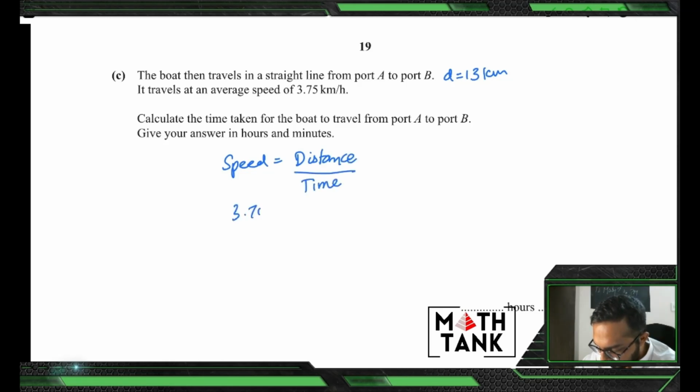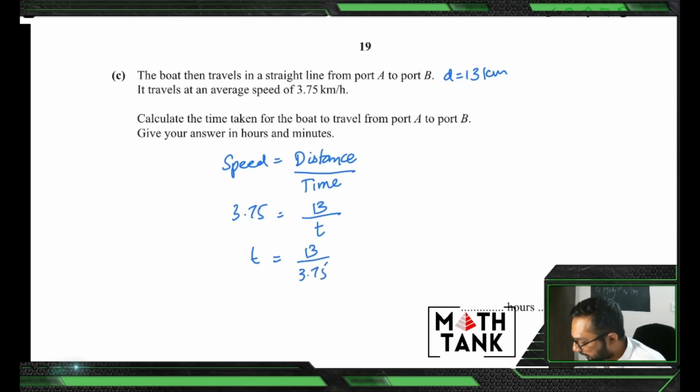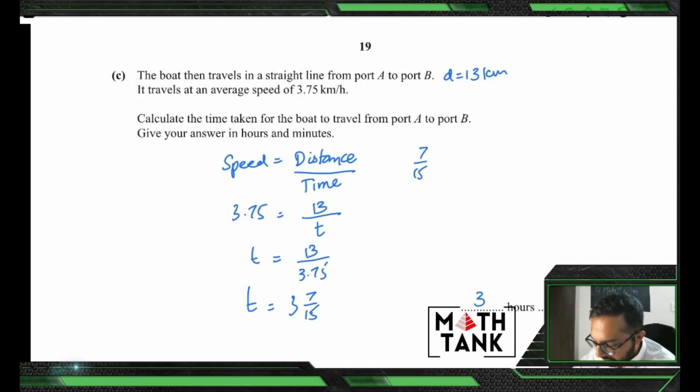So 3.75, 13 kilometers. I don't know the time. Let's call that T. So 13 divided by 3.75. That gives me 3 point, let's do that. It gives me 3 whole 7 over 15. So that's 3 hours. 7 over 15 in minutes would be times 60, which gives 28 minutes.